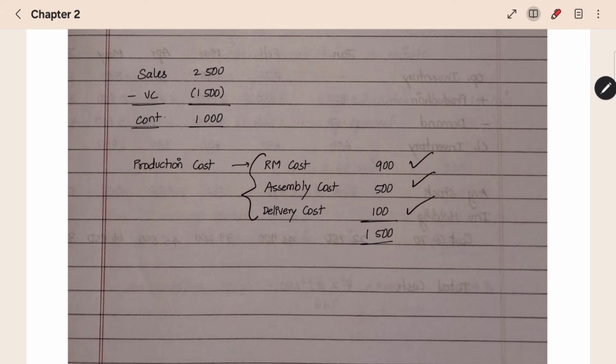These three are the total production cost for the product. If you produce one product, you will incur 1,500 cost in total. And then they have given the details about sales price and contribution also. The sales is 2,500 rupees per unit, contribution is 1,000 rupees per unit. This 1,500 variable cost is the cost of production which we saw below.